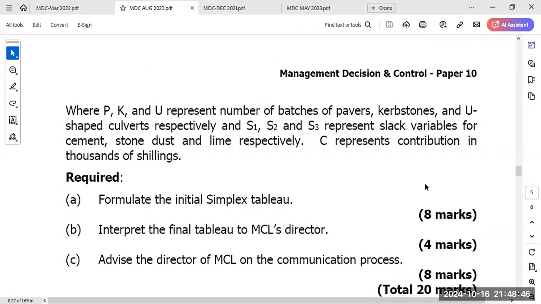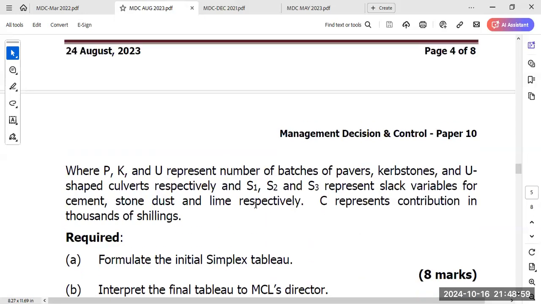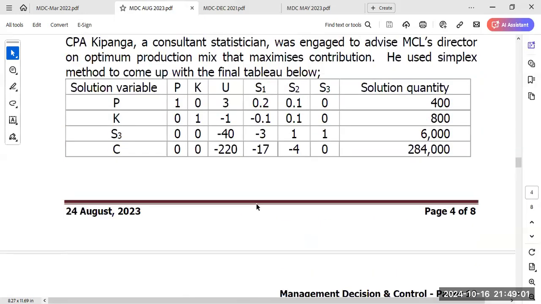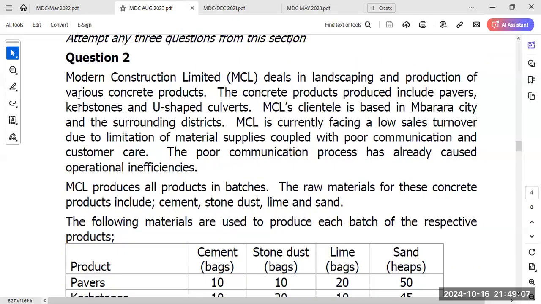The first question we were handling had 8 marks overall, A and B, but now they are 12 marks. So you need to be active. Okay, let's analyze our case study. This company deals in landscaping and production of various concrete products. The concrete products produced include pavers, kerbstones, and U-shaped culverts.